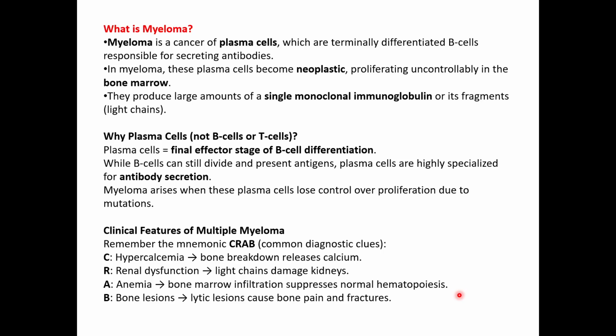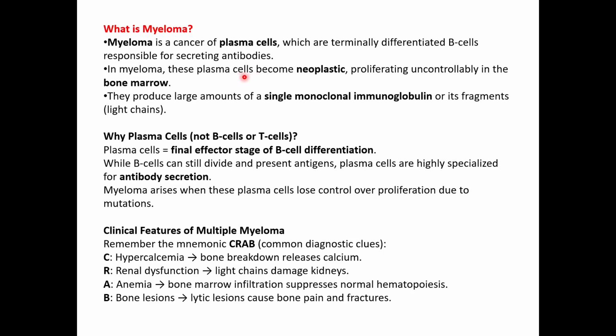Then coming to myeloma cells. We spoke about myeloma cells in the hybridoma technology. So what exactly are myeloma cells? Myeloma cells are cancer cells, so they are cancer of the plasma cells, which are terminally differentiated B cells responsible for secreting antibodies.